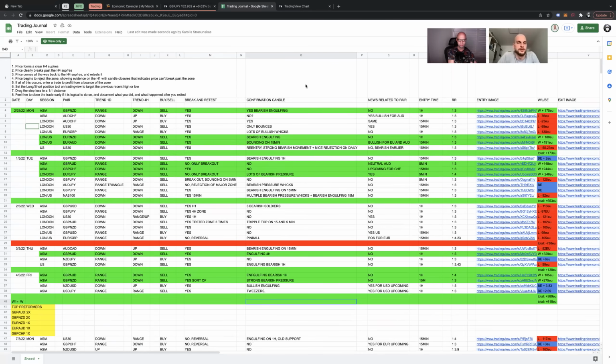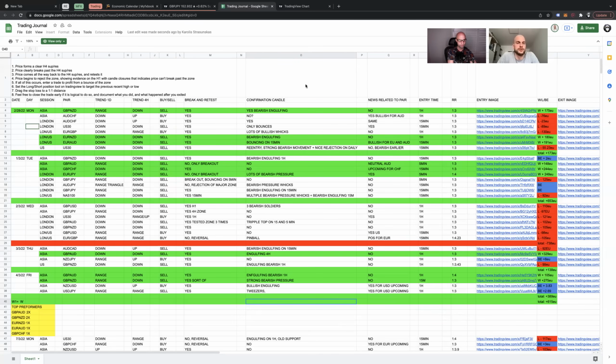Price forms a clear 4-hour support resistance level. Price clearly breaks past the 4-hour support and resistance level. Price comes all the way back to the 4-hour support resistance and retests it. Price begins to reject the zone, showing evidence on the 1 hour with candle closures that indicate price can't break past the zone. If all of this occurs, enter a trade to profit from a bounce off the zone.